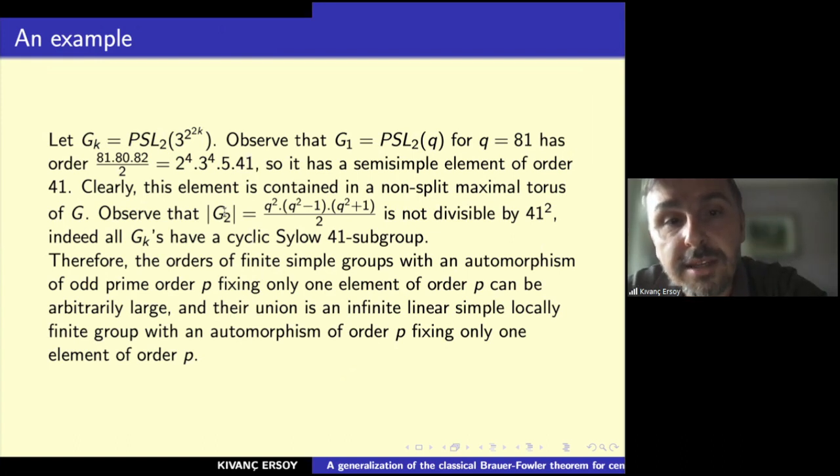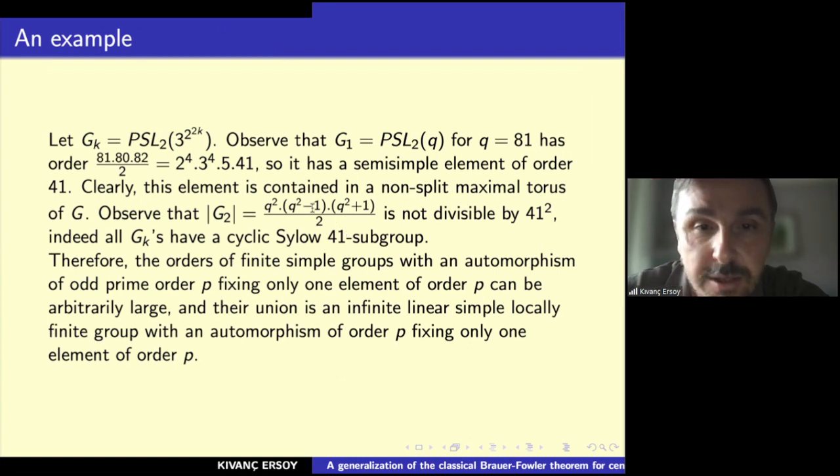And actually, even G_2 also has a cyclic Sylow 41-subgroup. Because if you consider the order, the divisibility by 41 can come from q squared minus 1, and q plus 1 is already divisible by 41, while q minus 1 cannot be divisible by 41.